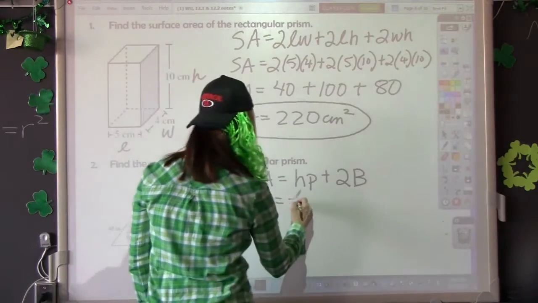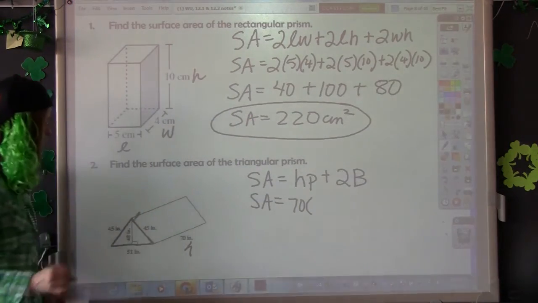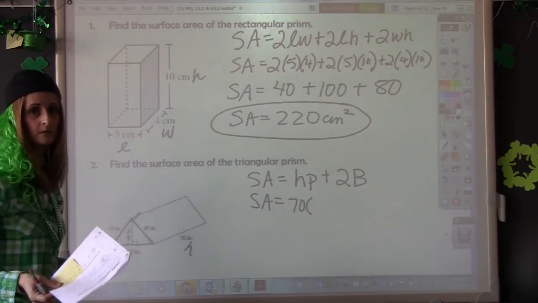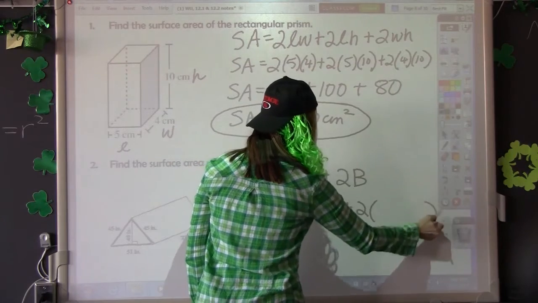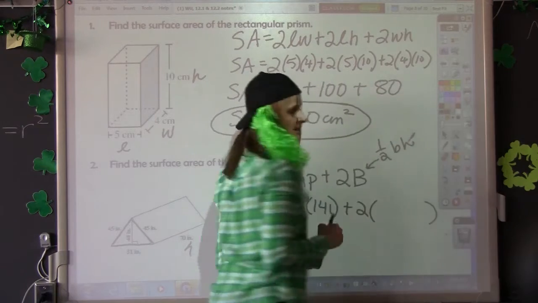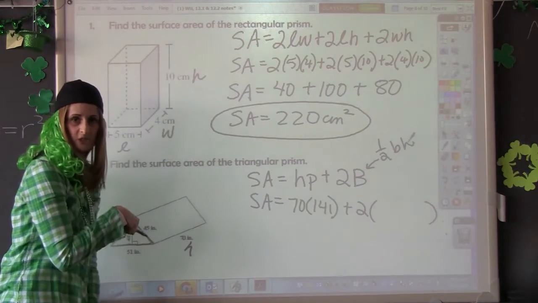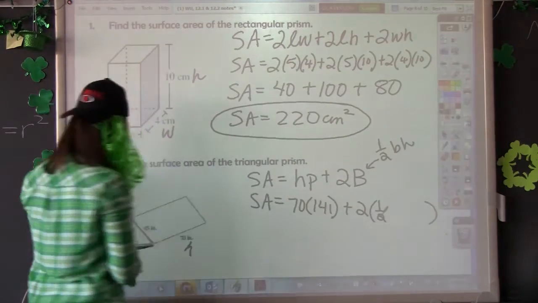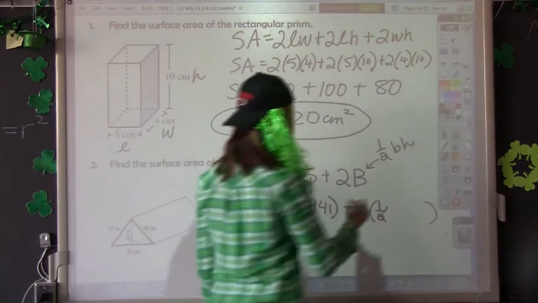So height is 70. Perimeter is, what's the perimeter? 45 plus 45 plus 51. Okay? Plus 2 times, now the base, big B, is 1/2 BH. 1/2 base times the height. So now we need to find the area. This is just a triangle, and then times it by 2. Okay, so 1/2 base height, perpendicular, 51, 48.